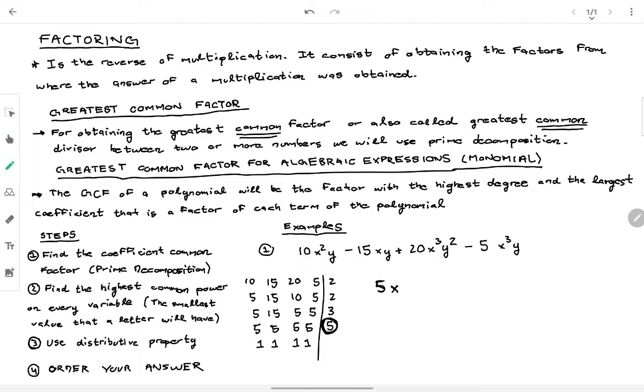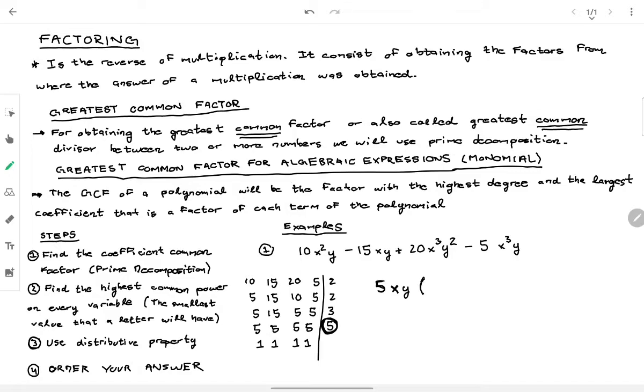as a common factor. Then with y, it will be something very similar. Here we have y, here we have y, here we have y squared. So y squared is composed of y multiplied by y, and here we have y. So the highest power that every term has is only y. Then we will need to use the distributive property.